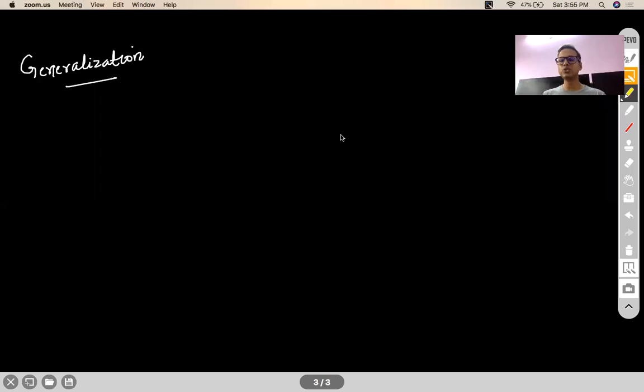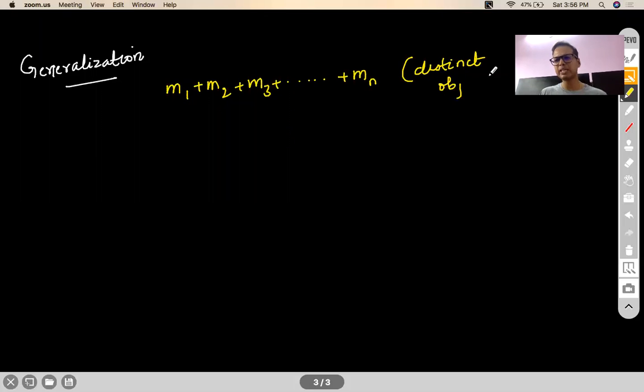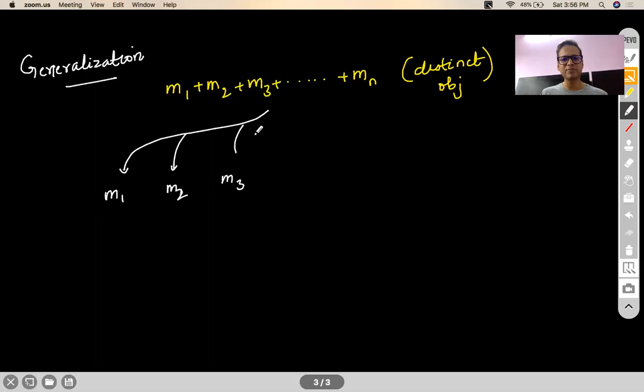Let us say, I'm just taking an example, you have M1, M2, M3, etc. till Mn as distinct objects. So these are your distinct objects. It could be people, it could be objects, anything you want to consider. And you're dividing it into n groups. You're dividing it into n groups. And each of these groups have this many number of objects in them.